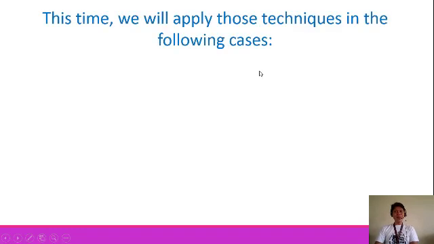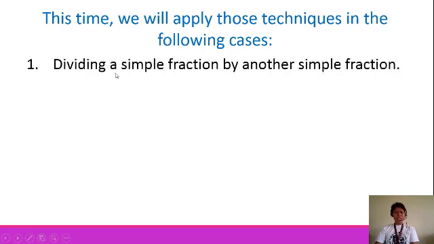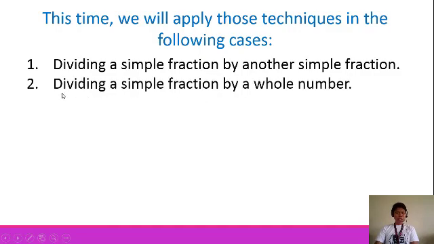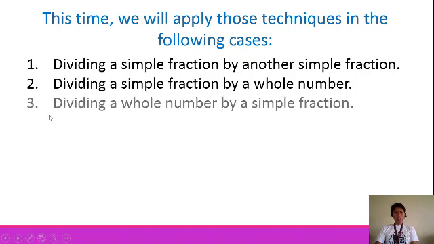Okay, so this time we will apply those techniques in the following cases, because there are many cases that we will encounter in dividing fractions. Number 1 is dividing a simple fraction by another simple fraction. When we say simple fraction, we have for example 1/2. So it is a simple fraction. Number 2 is dividing a simple fraction by a whole number, like for example 1/2 divided by 3, and so on.